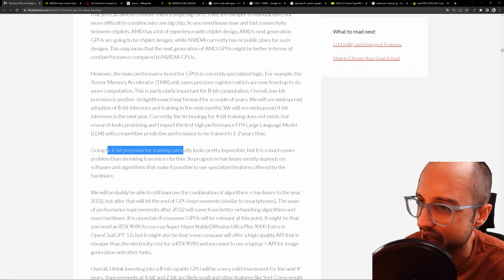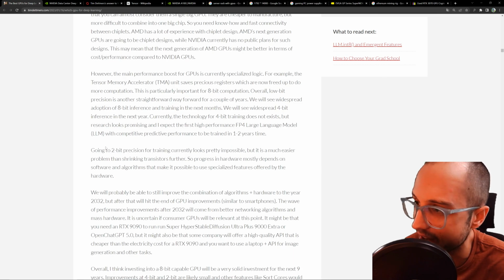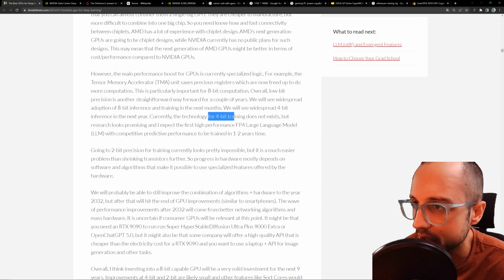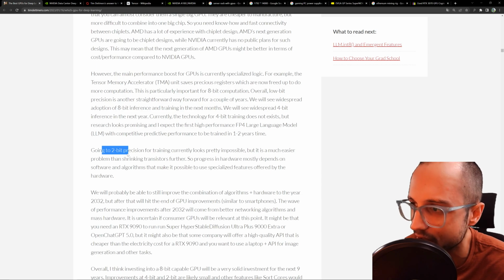Going to 2-bit precision currently looks impossible. I don't know how that makes sense. I don't even know how 4-bit makes sense. 4-bit is literally just four 0s and 1s. With 2-bit, you literally just have 0 0, 0 1, 1 0, and 1 1. How can you represent anything in that?